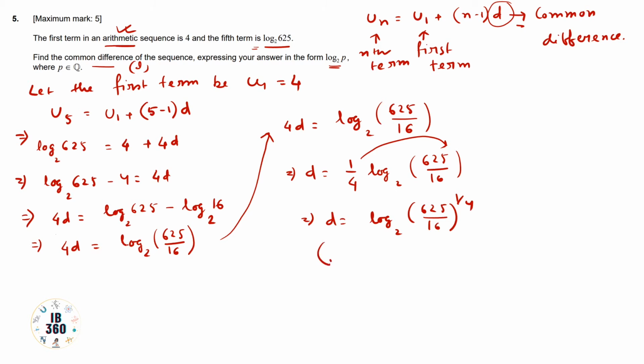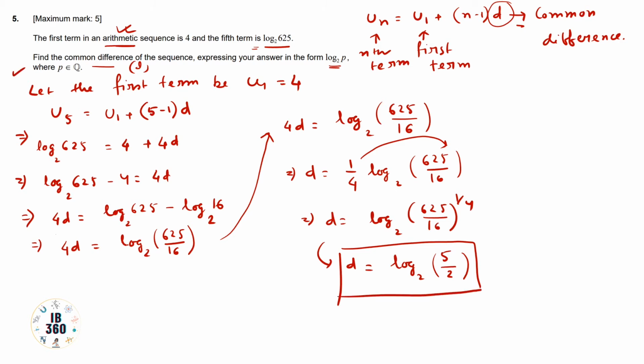And if we simplify that, we will find d equals log base 2 of, the fourth root of 625 is 5 and the fourth root of 16 is 2. So 5 by 2. This is the answer, d in terms of log. Yes, you can see here.